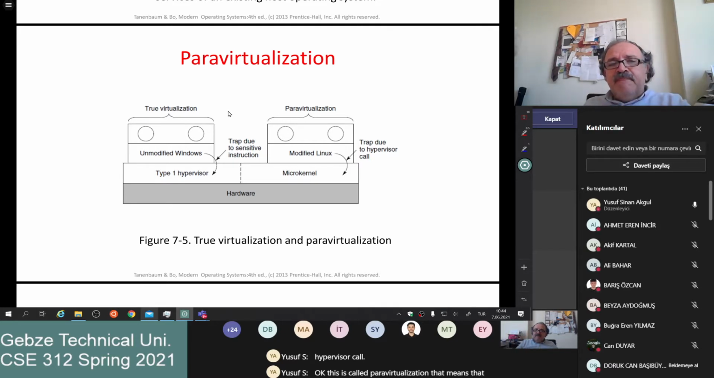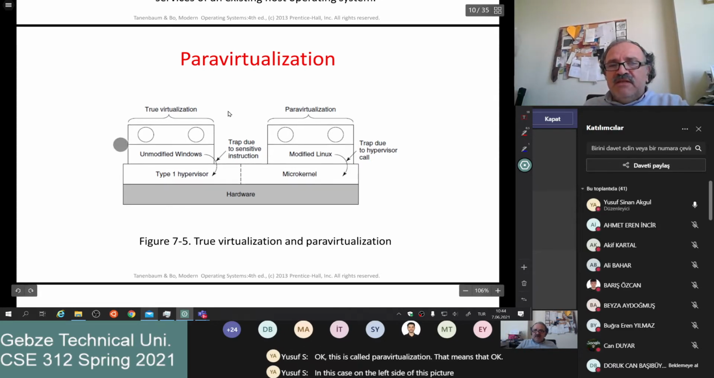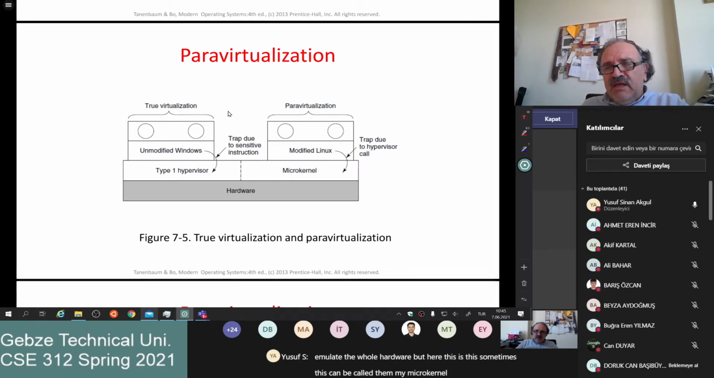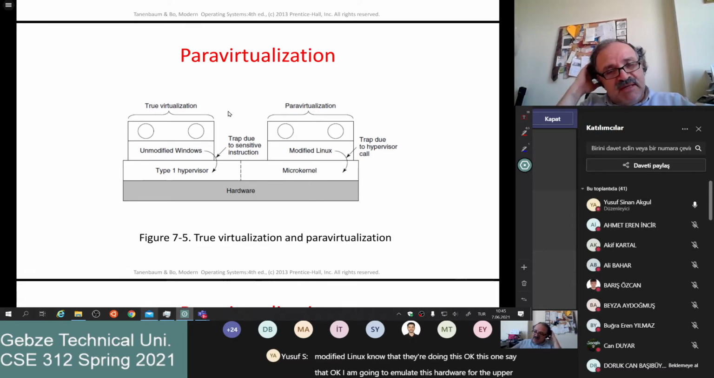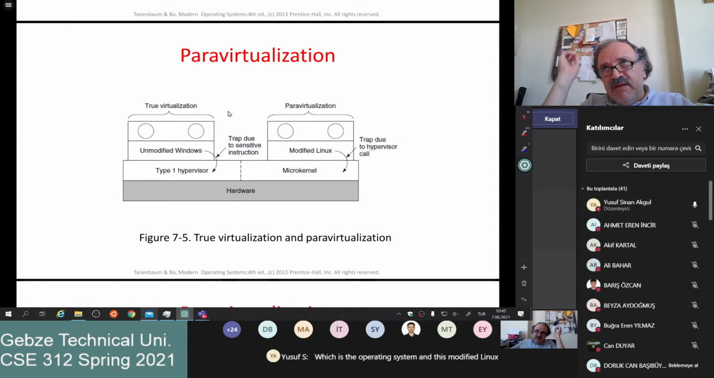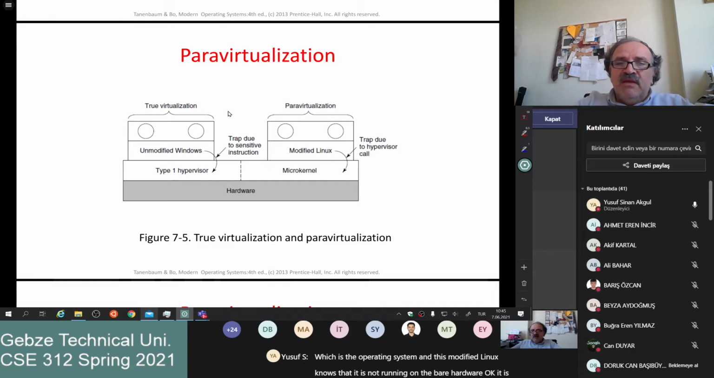That means what? In this case, on the left side of this picture, this Windows doesn't know that it is running on a hypervisor. So the task of this hypervisor is difficult because it has to emulate the whole hardware. But here, this can sometimes be called a microkernel. This microkernel and the modified Linux know that they are doing this. The microkernel says, I am going to emulate this hardware for the upper layer software, which is the operating system, and this modified Linux knows that it is not running on the bare hardware. So this has to be a modified Linux, and whenever it needs to do privileged stuff, it doesn't do it itself.